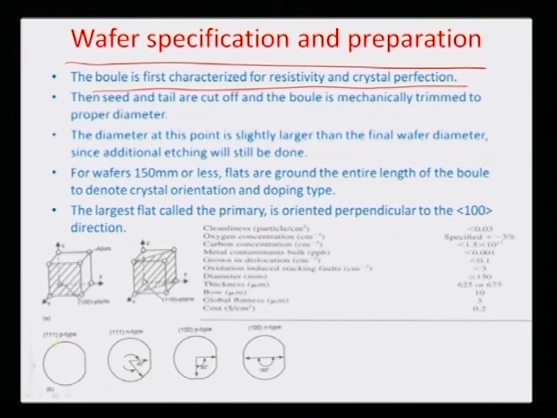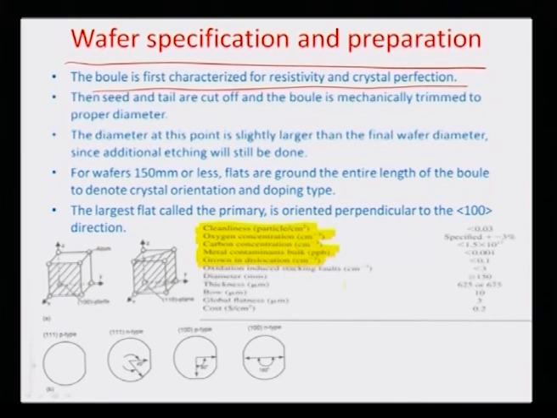For example, you can have cleanliness in terms of particles per centimeter square on the surface area. You can have an indication of oxygen concentration per centimeter cube, that means per unit volume, carbon concentration per unit volume, metal contaminants in terms of parts per billion within the crystal lattice, and then also per unit area what are the grown-in dislocations. Sometimes these are very well measured using sophisticated non-contact optical characterization tools like interferometry, etc.